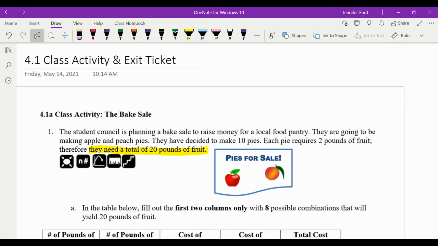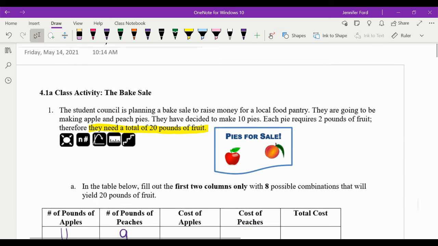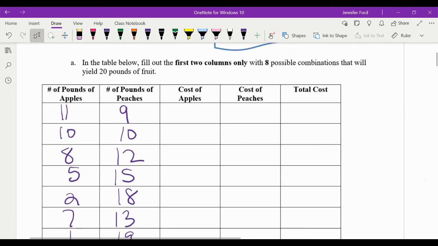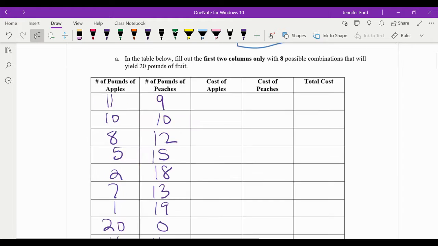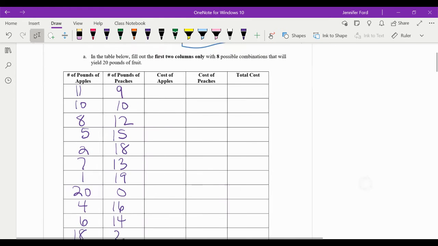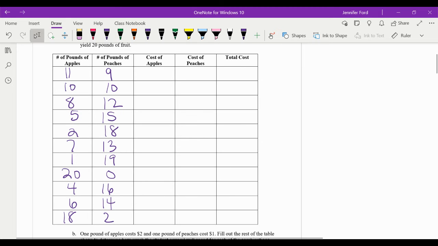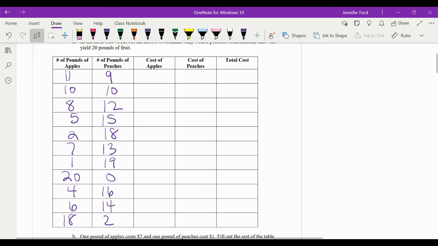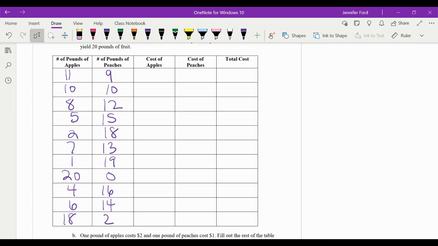Then it says in the table below, fill out the first 2 columns only with 8 possible combinations that will yield 20 pounds of fruit. So what I did here, these are the combinations of pounds of fruit that we came up with in class. I think I did the first one and then different students came up and did other ones. It doesn't matter. We know that all of these are right because all of those are pairs of numbers that add up to 20. So all of these are combinations that give us 20 pounds of fruit.